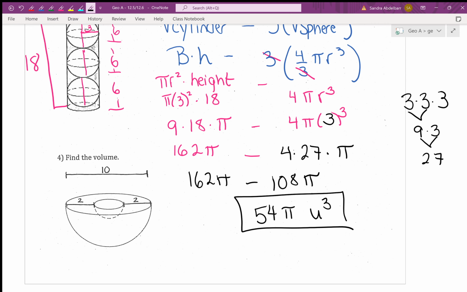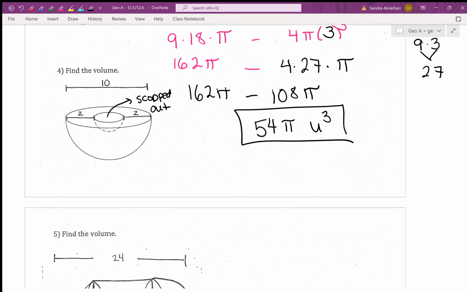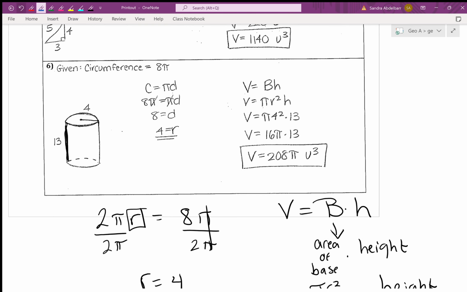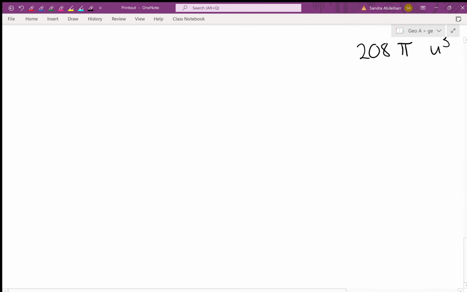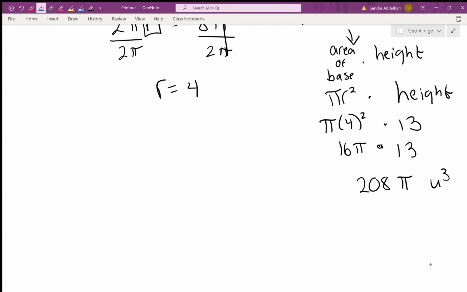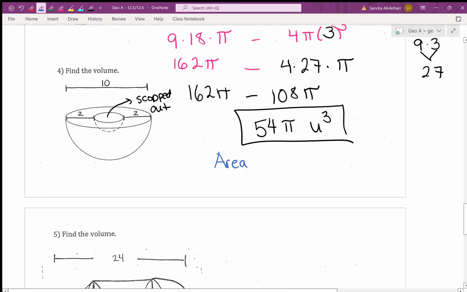All right, so what are your thoughts? This is, again, for number 4, scooped out. What are your thoughts for number 4? You got it. Oh, I went to the wrong page. What happened? There we go. Can I erase what we previously had? I need more space.